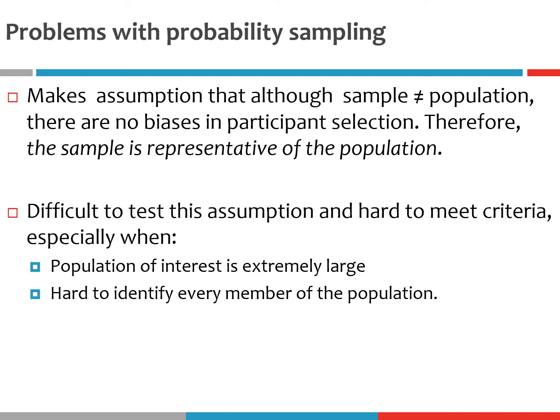And the problem with that is this assumption is a really difficult one to test, and it's also really difficult to meet that criteria, especially when the population you're interested in is really big and there's lots of people. And also when it's hard to identify every member of your population, okay? If you don't have access to the entire population, it's very, very difficult to support the assumption that your sample is going to be representative of the population.